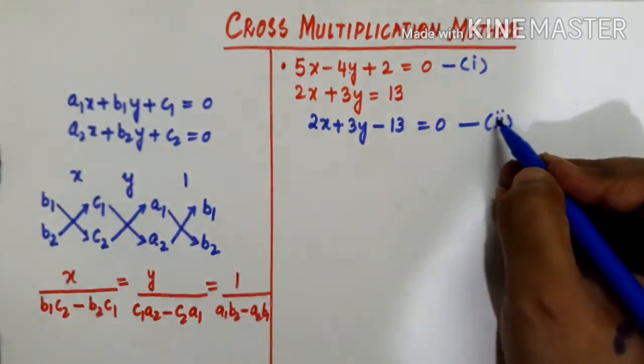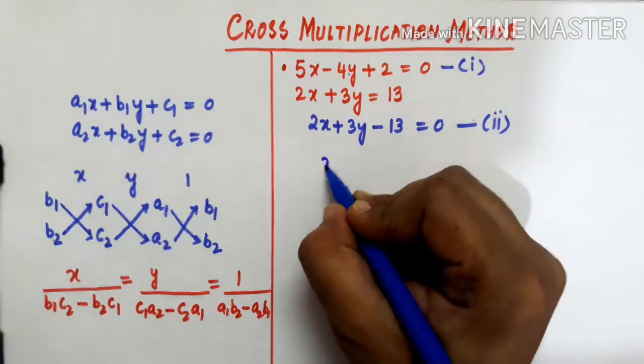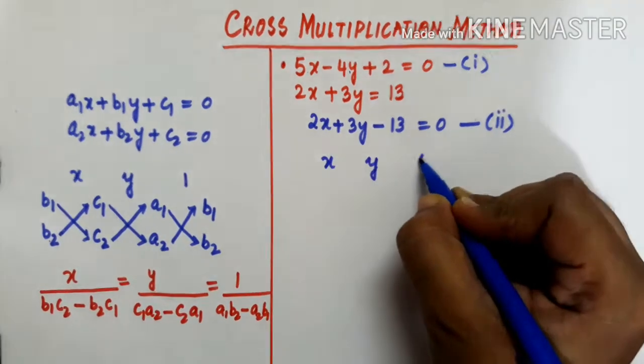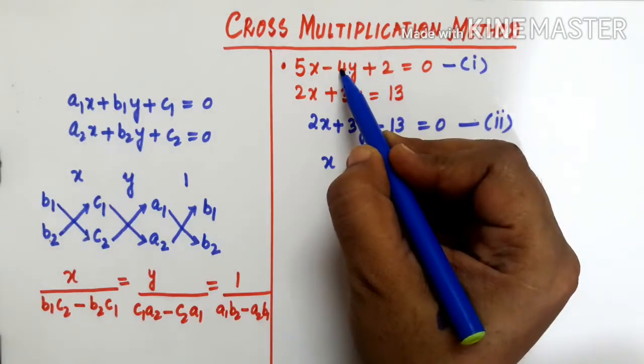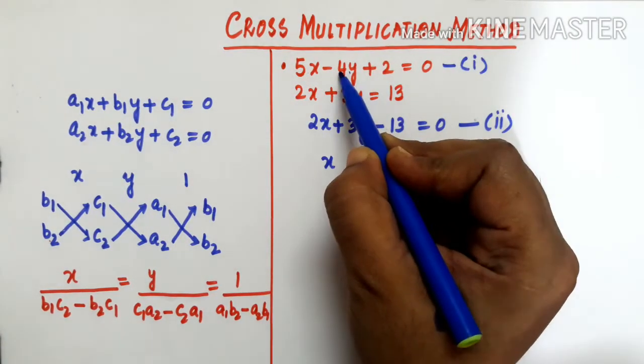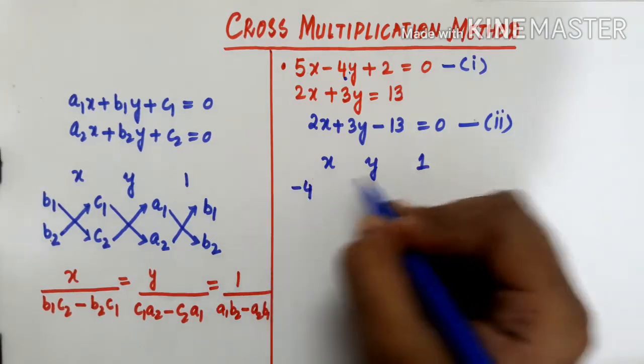So now equation 1 and equation 2. First of all, let us write x, y, and for the constant just 1. Now what is the coefficient of y? From here we are starting. What is the coefficient of y? It is -4.